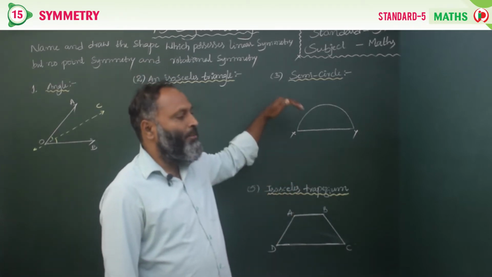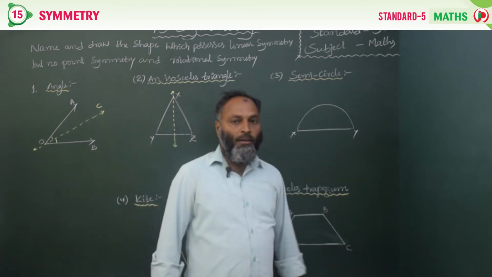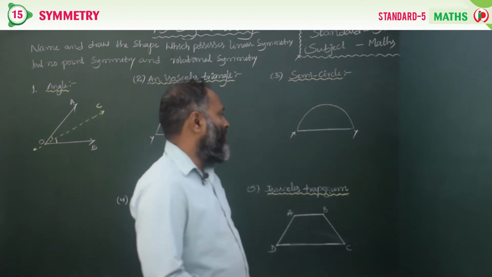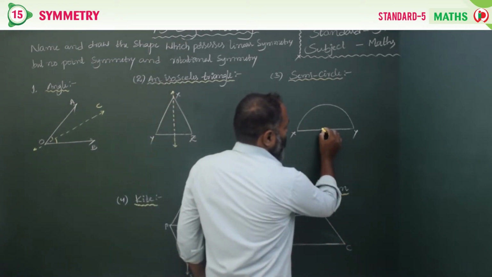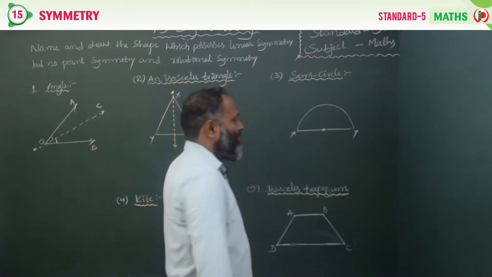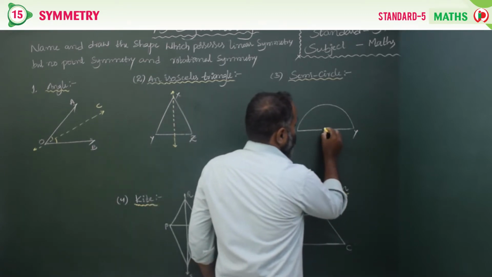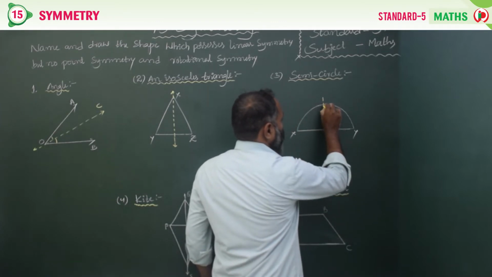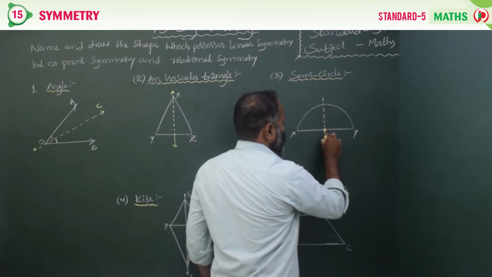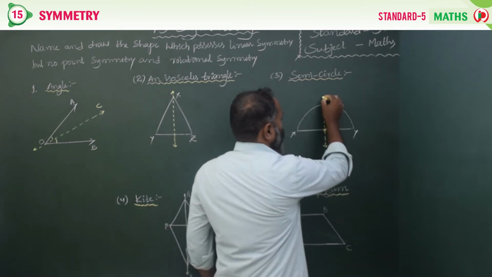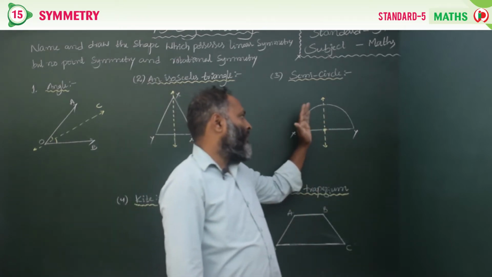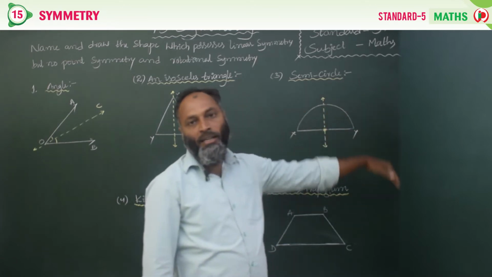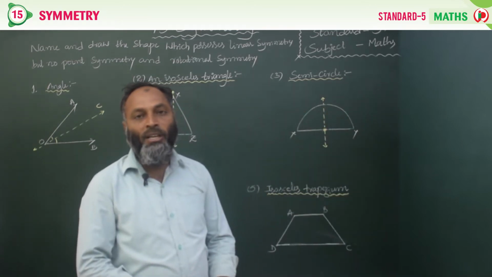Now the next, semicircle. This is a semicircle, half of a circle. It has a line of symmetry. What is the line of symmetry? Suppose here we have the midpoint of XY, that is the center of this XY. If you draw a vertical line from this point, this vertical line divides the semicircle into two identical shapes, two equal halves, left side and right side.